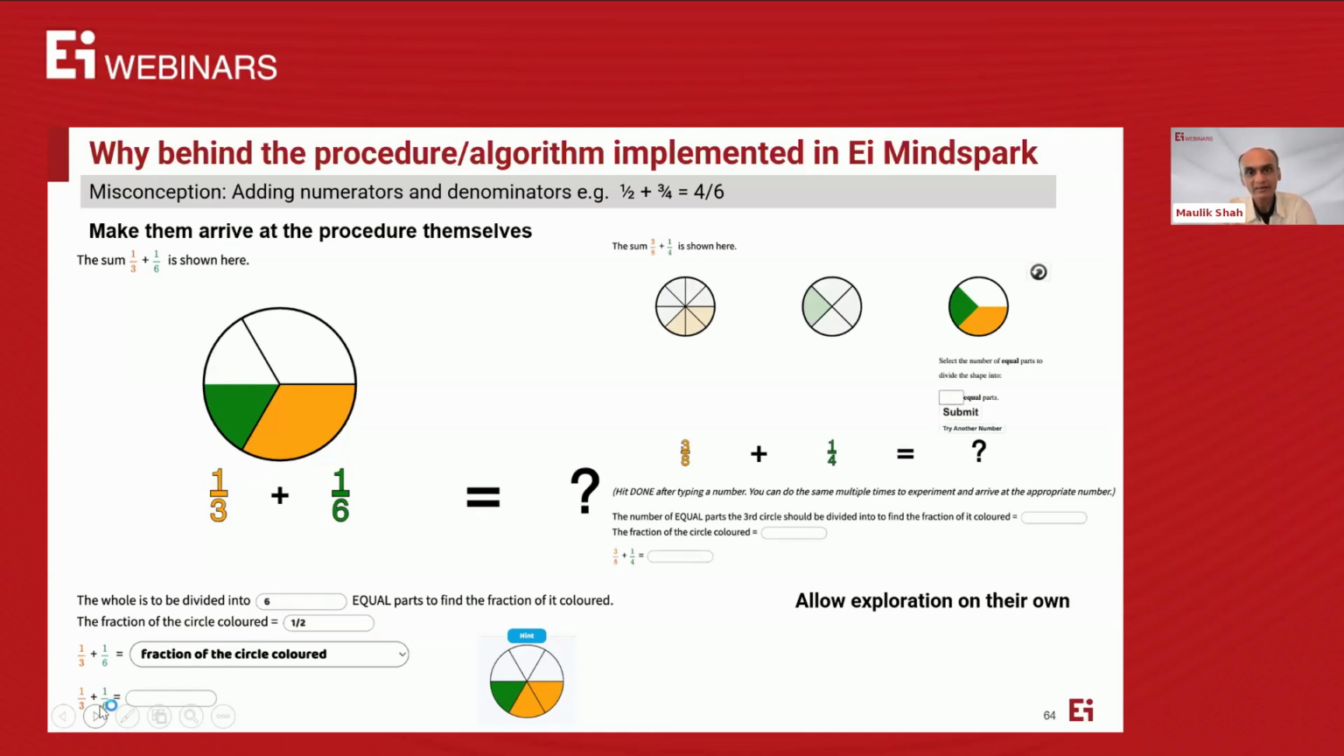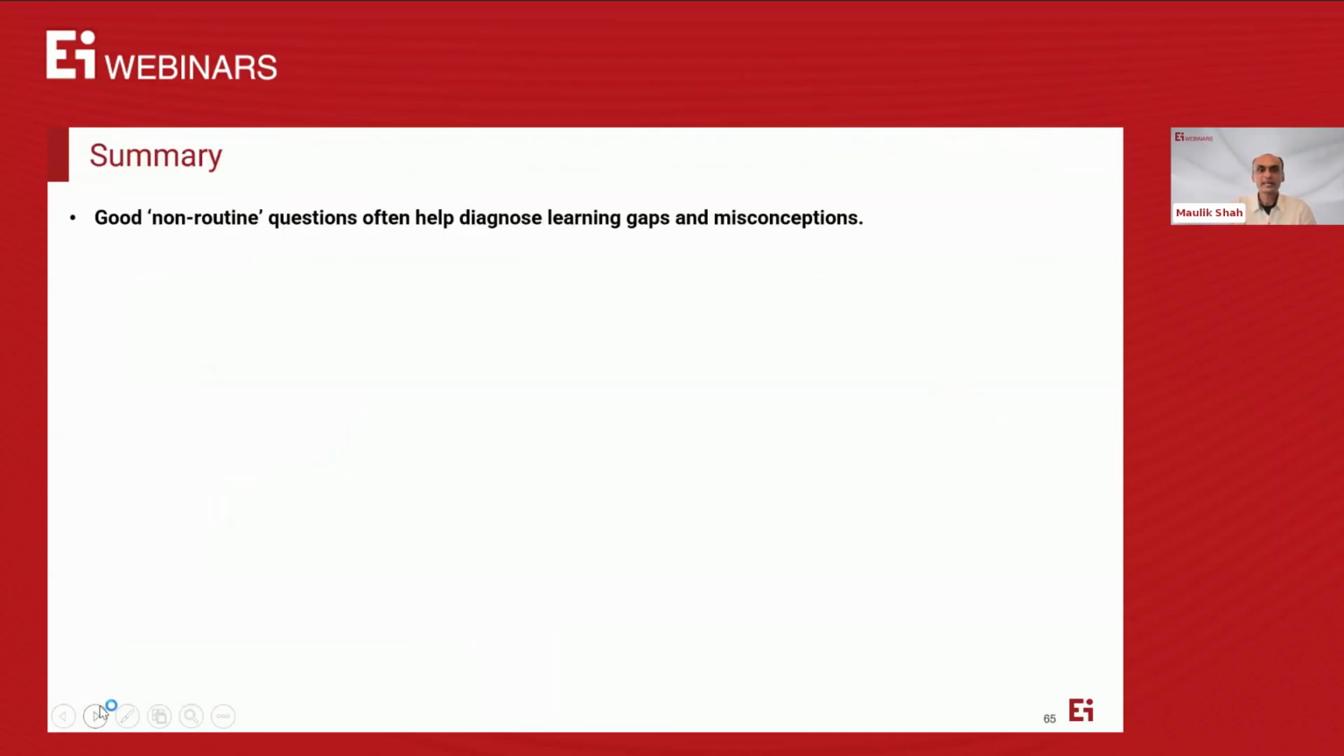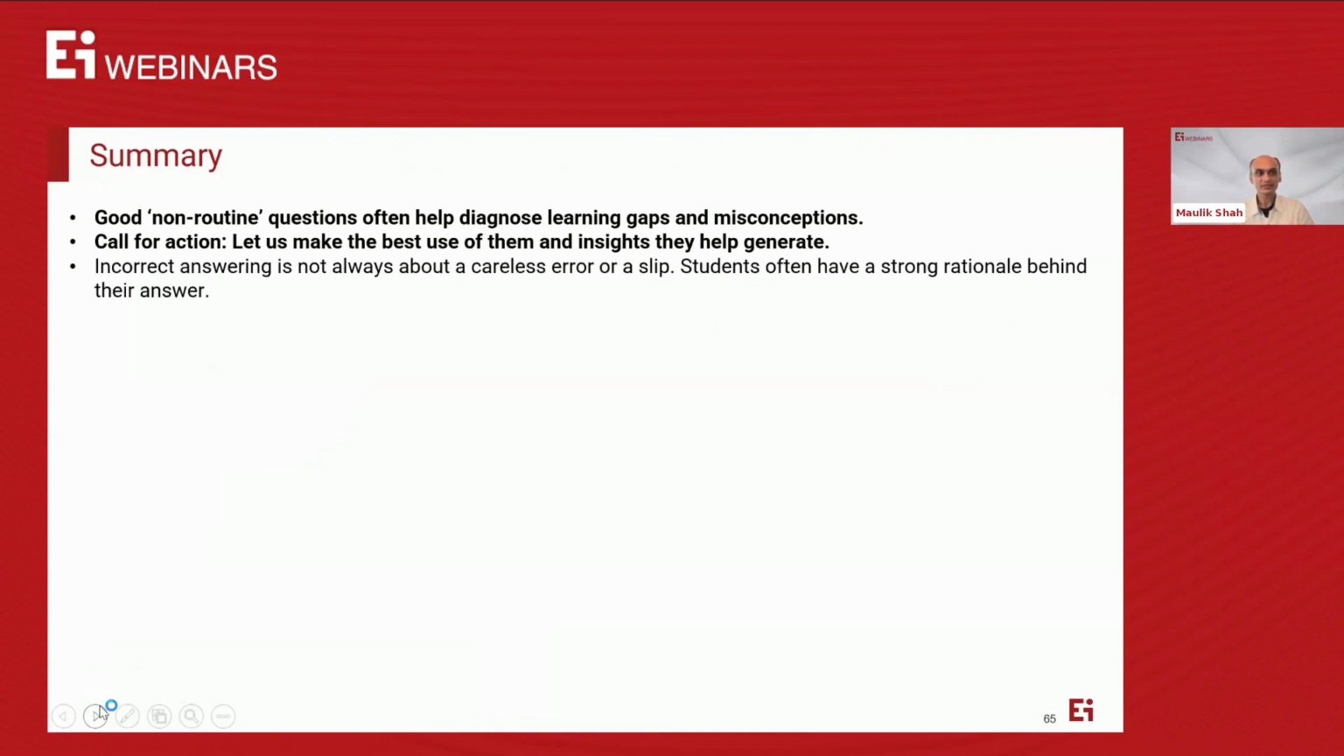Let them try and find out how many equal parts the shape needs to be divided into, so that they can find out the fraction of the shape colored, which is the sum. Technology allows us to do that. To summarize, asking good non-routine questions often help diagnose learning gaps and misconceptions. Call for action is take them to classroom, generate insights, and use these insights.